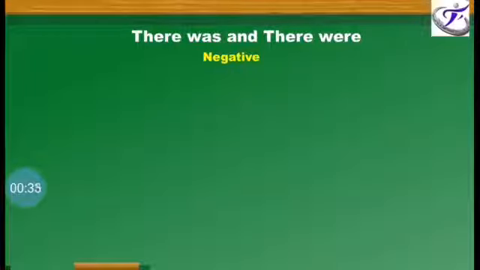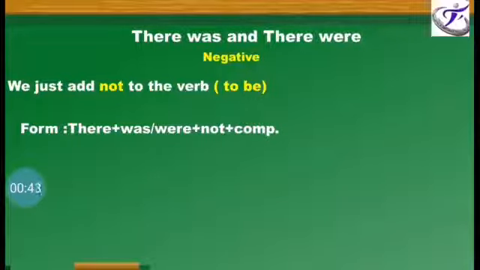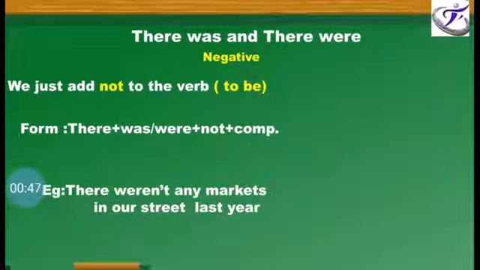What is the negative form of there was and there were? We just add not to the verb to be. There plus was or were plus not plus complement. For example, there weren't any markets in our street last year.